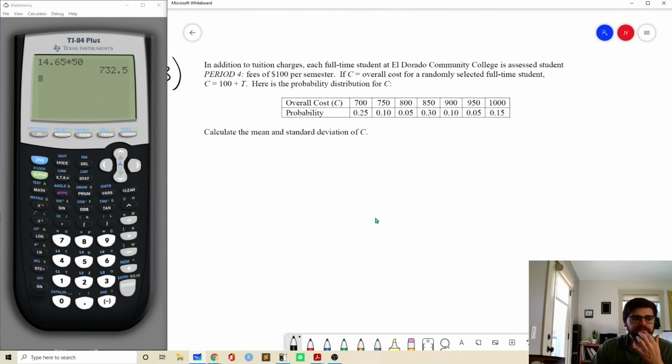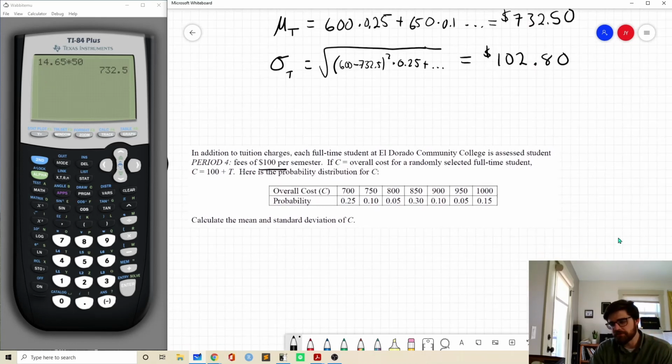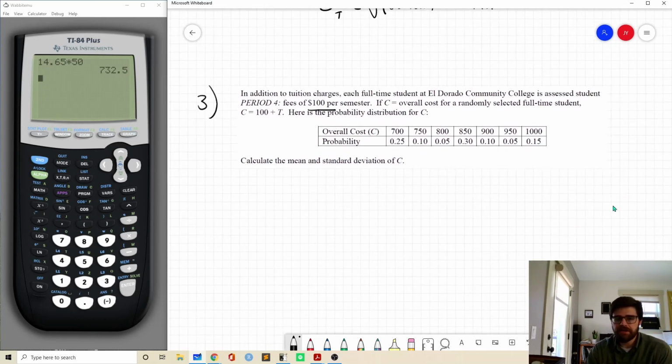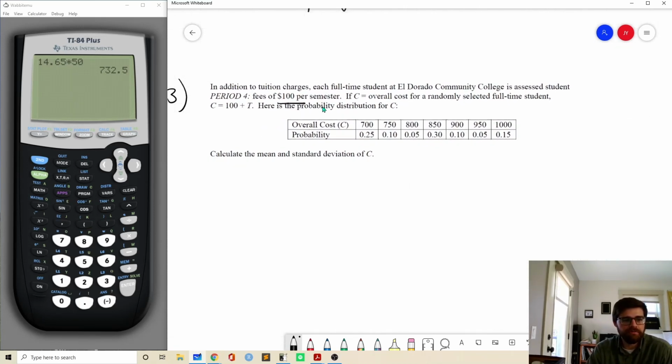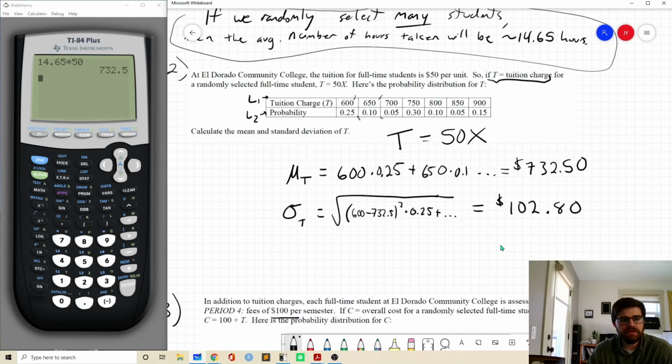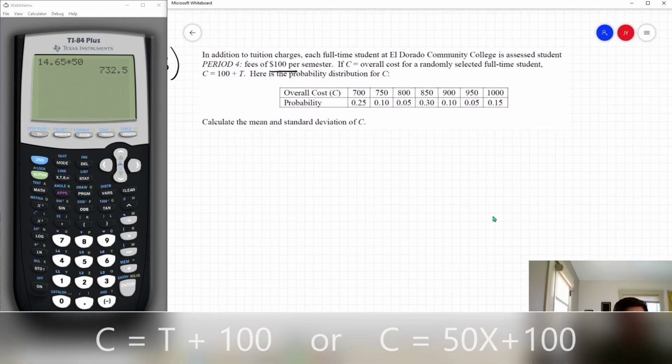Let's take a look at this one. So this time we're taking that total tuition cost, and then on top of paying $50 per credit, they also have to pay $100 per semester in fees. So the average student's not really going to pay $732. They're going to pay that $732 plus an extra $100 for fees. So we have this new final distribution here where our overall cost, you can see, is just $100 more than the tuition cost. So from 600 to 700 and so on.